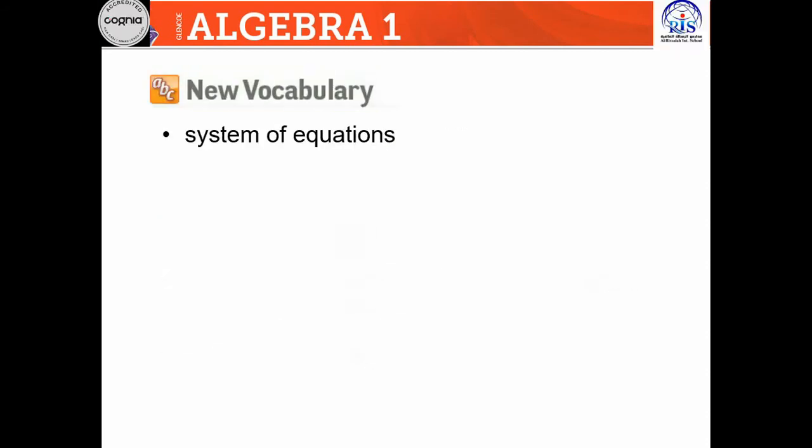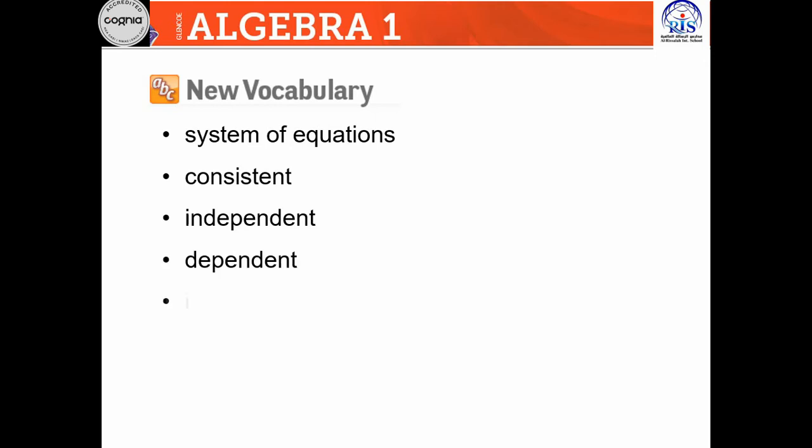We have some new vocab in this lesson, which is system of equations. We talked about it, which means a group of two equations. We have consistent, which means that the system has solution. Independent, which means this system has only one solution. Dependent, which means that this system has infinite number of solutions. Inconsistent, this means the system has no solution. We are going to see them one by one.